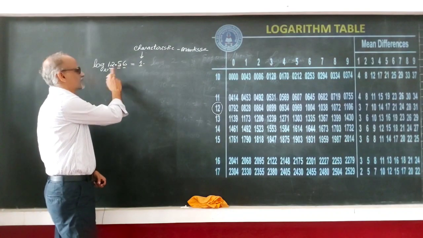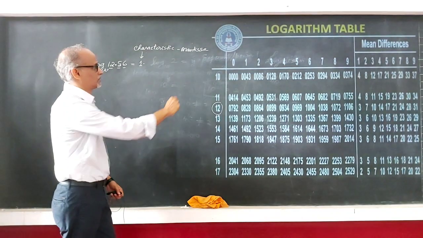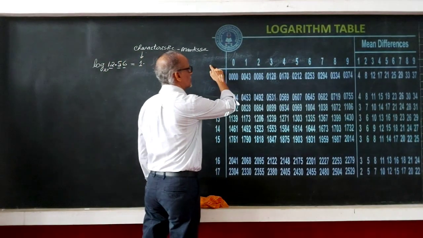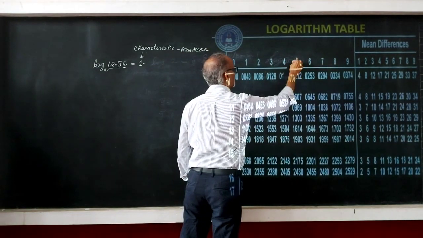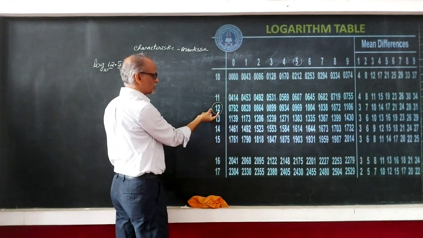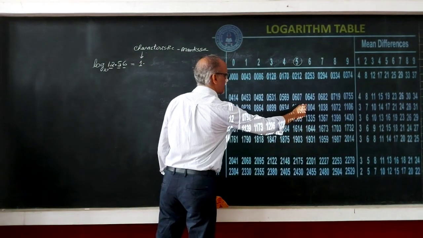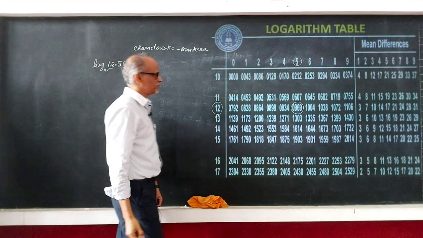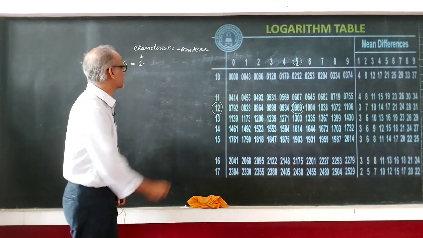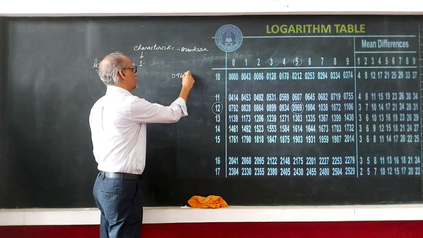The next single digit is 5. And that you have to find in the first row, which is here, 5. And now you see where this 12 and 5 intersect. They intersect at this number. And that number is 0969, which I'm going to write here, 0969.